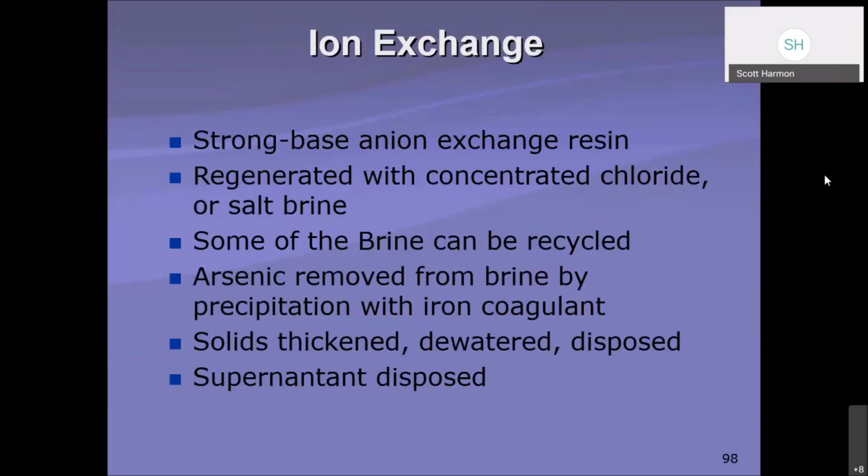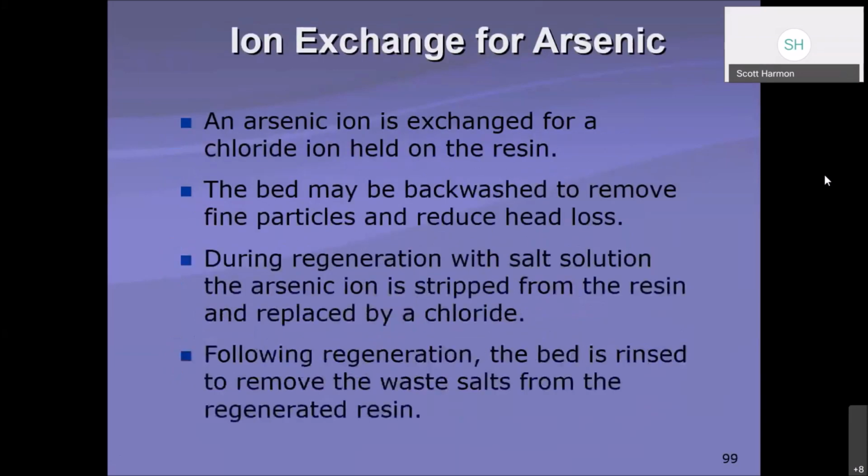So ion exchange is going to use a strong base anion exchange resin. It can be regenerated using concentrated chloride or salt brine. Some of the brine can be recycled. Sometimes they can't, but they're designed for some of them to be recycled. Arsenic removed from brine by precipitation with iron coagulant. So kind of works in the electrochemical aspect, like conventional with this one. The solids are thickened, dewatered, and disposed of, and the supernatant can be disposed of as well.